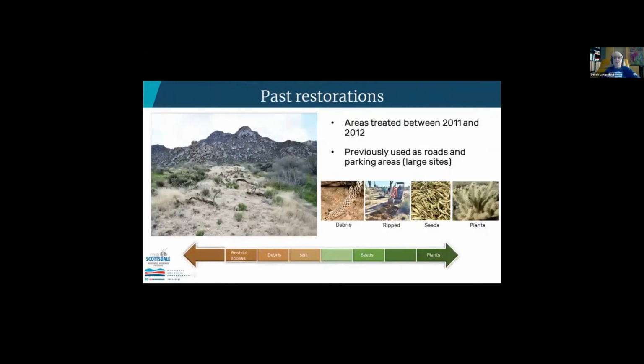First, let's see what we can learn from a past restoration effort done in 2011 and 2012. As Mary and Dan discussed, the preserve was not always a preserve. For example, there were roads and parking lots in the Tom Thumb area that needed to be restored so they wouldn't continue to be used when the preserve opened. The city and the Conservancy used common practices to close and restore these areas. They ripped the soil, added vegetative litter such as dead branches and cactus skeletons, distributed seeds, and planted various kinds of cactus.